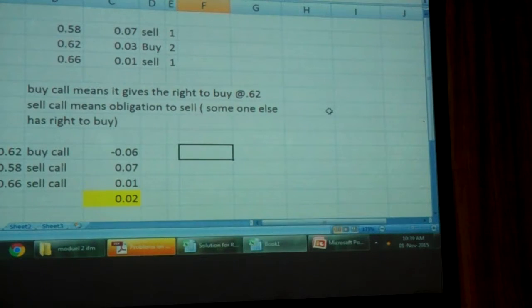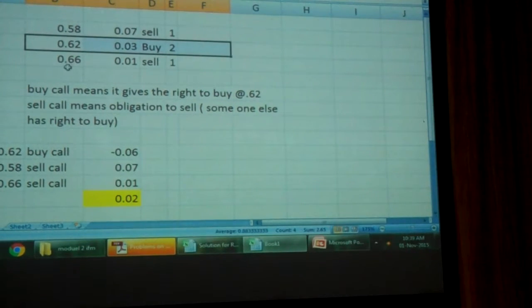What do you mean by butterfly spread? Buy 2 call options in the middle one and sell one on either side. Okay. So if I buy, I get a right. If I sell, I will have an obligation. So if I buy, I have to pay premium. If I sell, I will get premium.